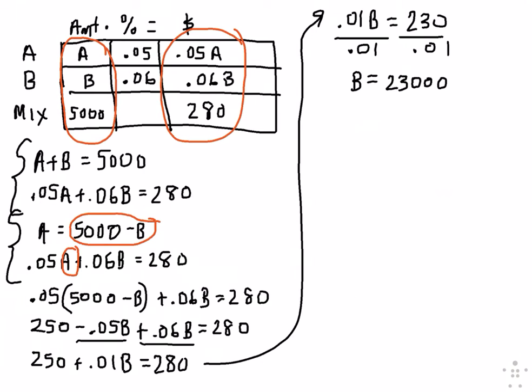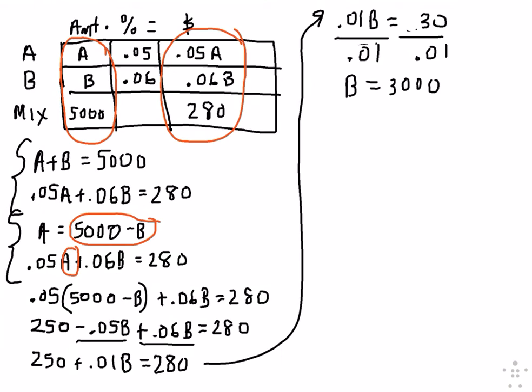Okay, this looks wrong, and I can see where I made my mistake right here. So let me erase something. So right here, I made a mistake. 280 minus 250 is 30, not 230, right? Okay. So now we divide by 0.01, and we get B equals 3,000.